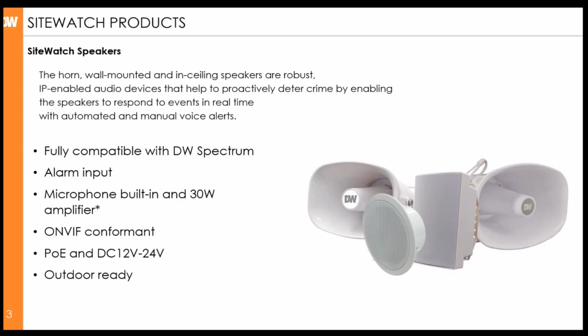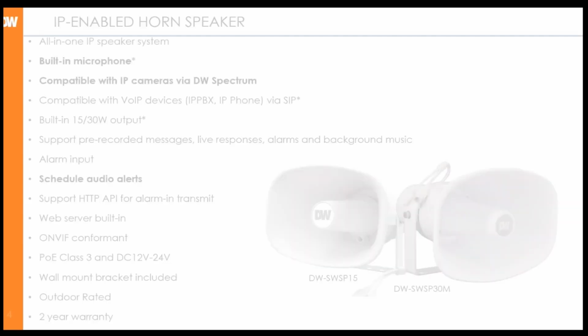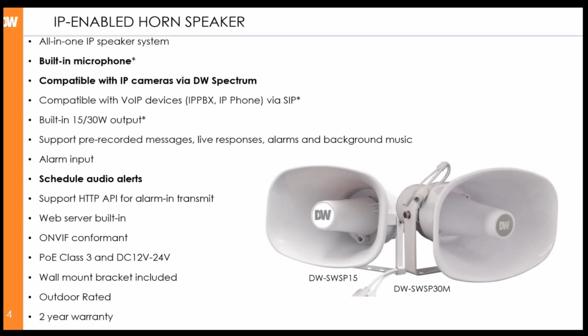So what we're going to talk about is our IP speakers. First off, fully compatible with DW Spectrum, which will automatically discover these, so they're usable with Spectrum more or less right after you plug them in. Up to 30 watts of power. We have a 15-watt unit, built-in mics, PoE, 12 volt, 24 volt, and the horn versions and the wall mount versions are all outdoor ready. The horn versions, we have a 15 watt and a 30 watt.